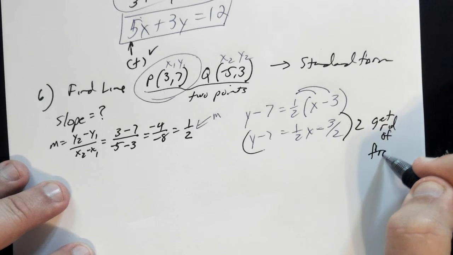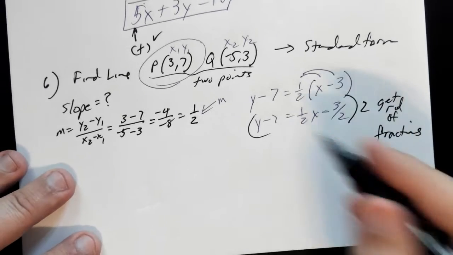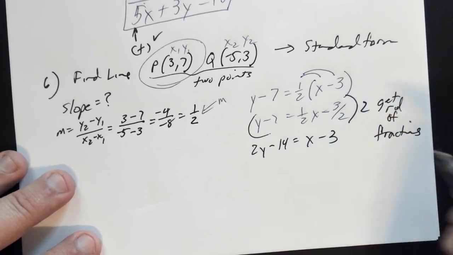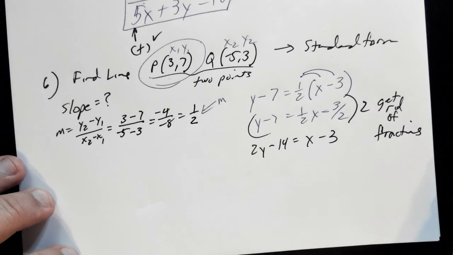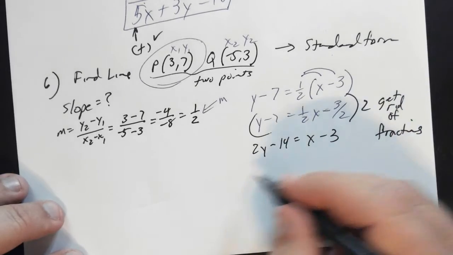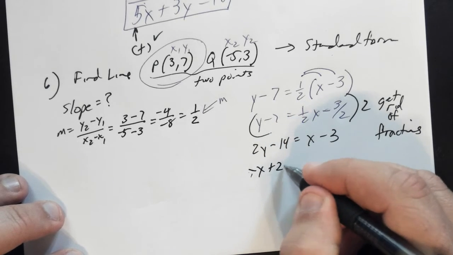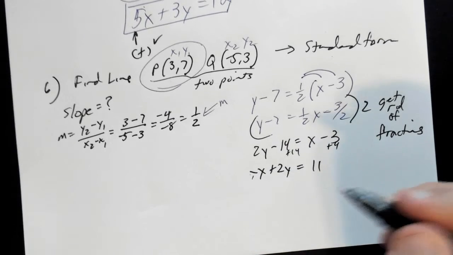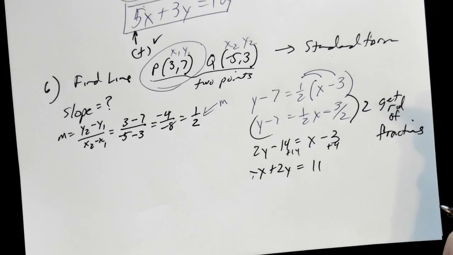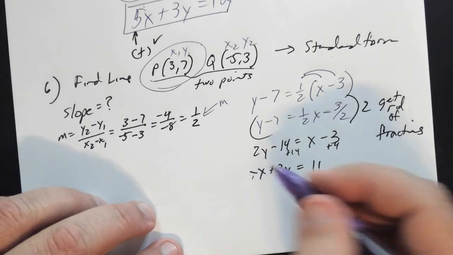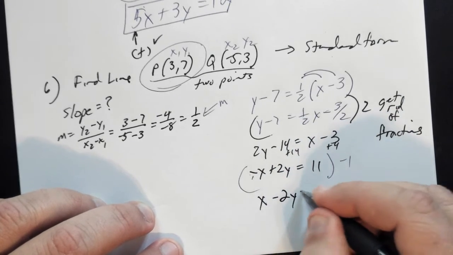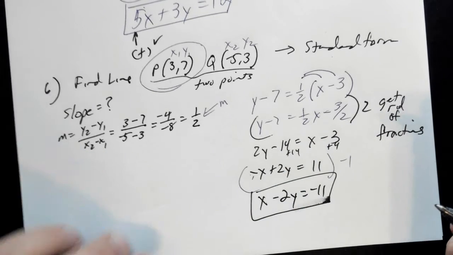So, you know, that fraction phobia. So this is going to be 2y minus 14 is equal to x minus 3, which is actually going to be helpful because in standard form we don't want the fraction. We're going to move the x over, move the 14 over by adding a 14 over here, and we're going to get 11. Okay? Now, we do want this in standard form, so this has to be positive, so we're going to multiply everything by a negative 1, which gives us x minus 2y is equal to negative 11, and there is my standard form.